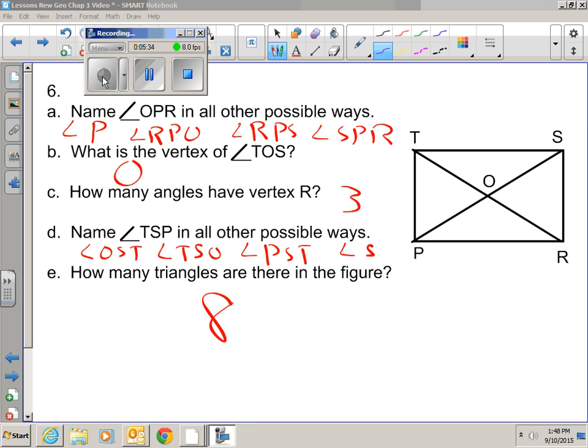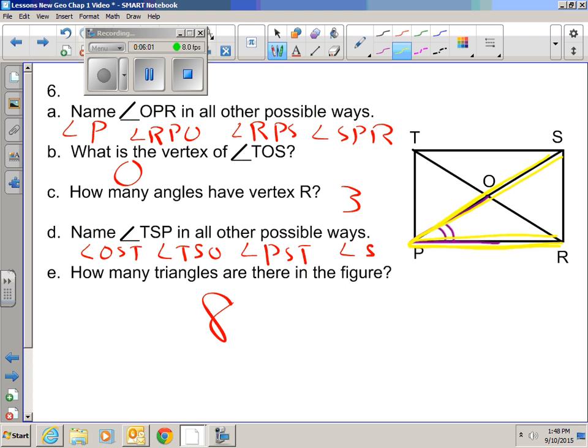Okay, we're going to name angle OPR in all the other possible ways. Angle OPR is this angle right here. We can also name that as angle P. Angle RPO, and that would be going this way, right? RPO. Or we can name it as RPS, going like this. Or we can name it also SPR, going around like that.